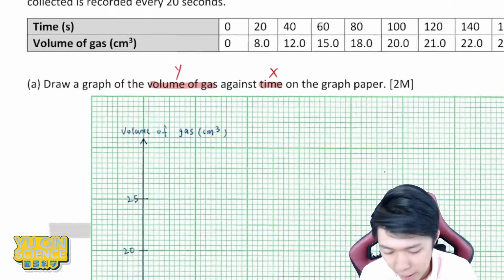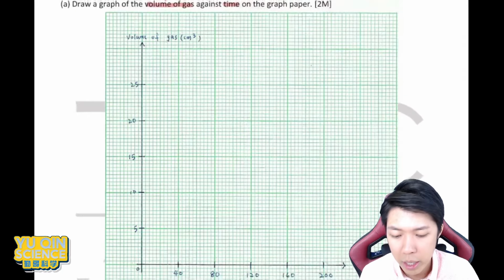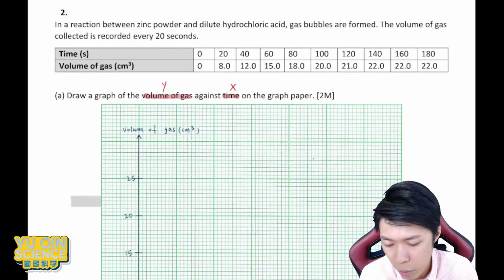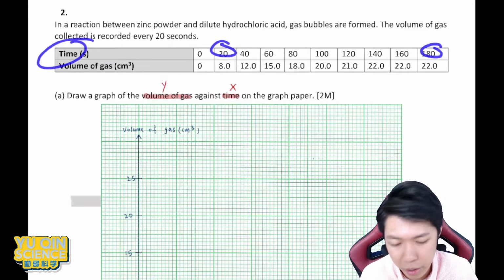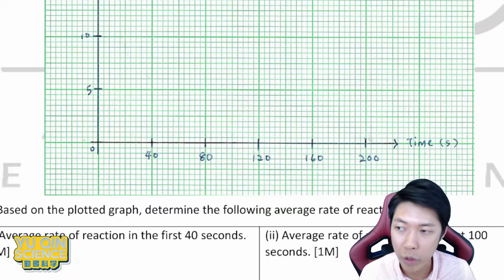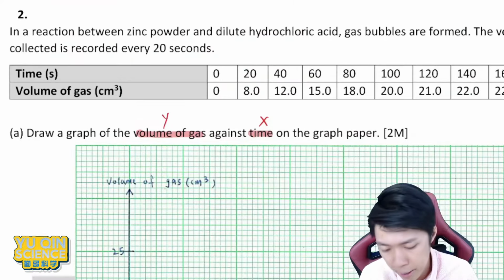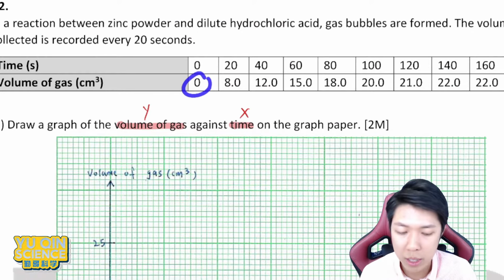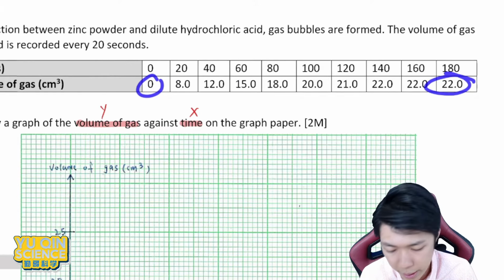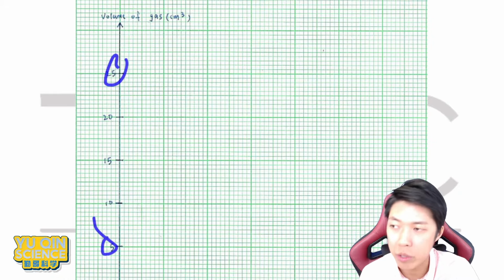But for now, let's just assume we have done drawing the scale. The scale given here, the smallest for time is 20, the largest is 180. Hence, this is my scale, 40, 40, 40, 40, 40, 40. And for volume of gas, the smallest is 0, the largest is 22. I guess I can go for 5 all the way to 25.